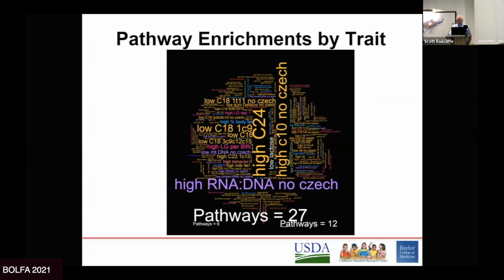I really hate to present this data as tables, so I like this. This is a word cloud that basically shows the traits that we've measured. The size of the word is an indication of how many pathways were significantly enriched for that trait, and the colors are just different classes of traits. You can see the largest one is high RNA to DNA ratio. I need to indicate here we did remove the Czech from this analysis, because we've actually done it both ways, but the Czech, because it has 10 times more variance than everything else, is a really high influence data point.